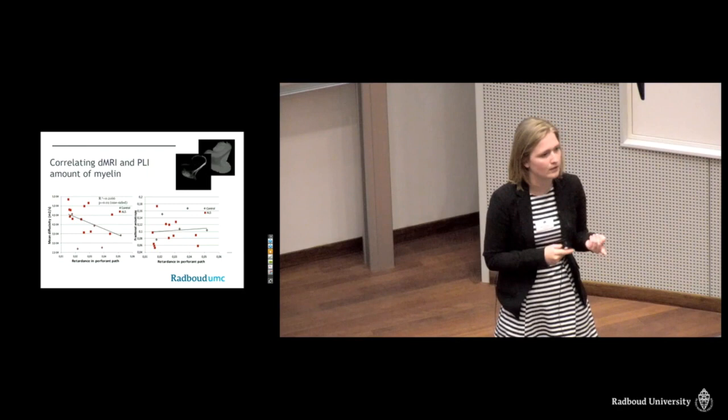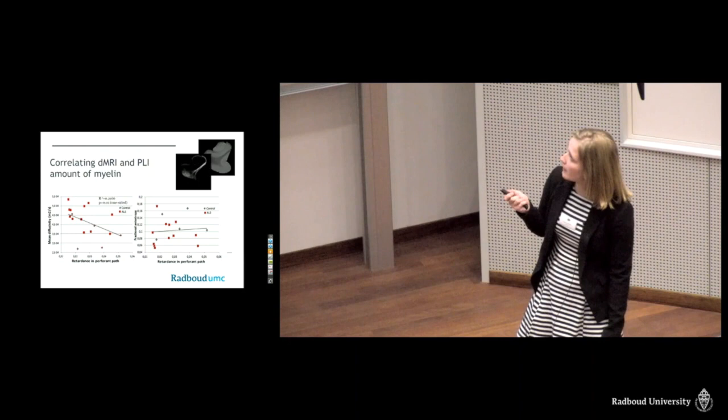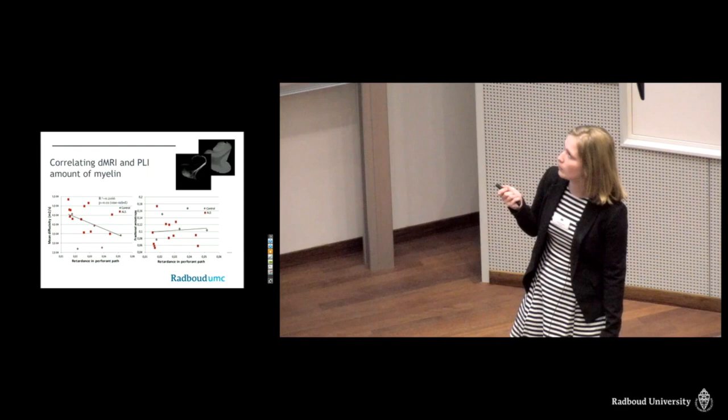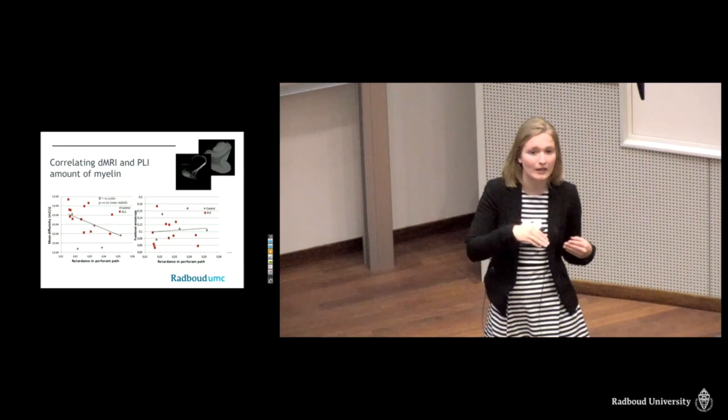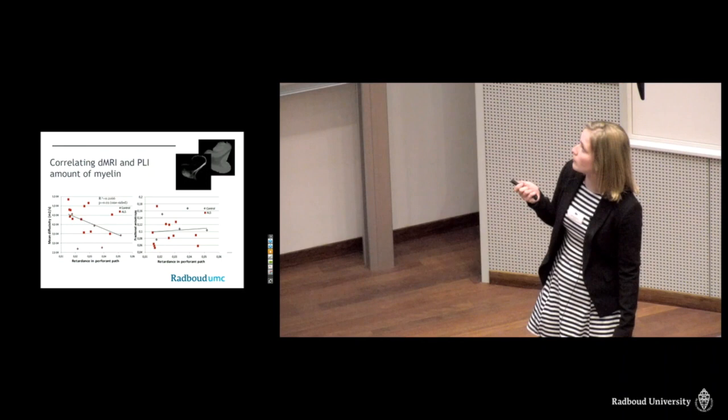And what we then see is that if the retardance goes down, the MD values actually go up, which makes sense, because if MD values go up, there's more diffusion, so less myelin. So we expect also that the retardance then goes down. So this is good that we see this.